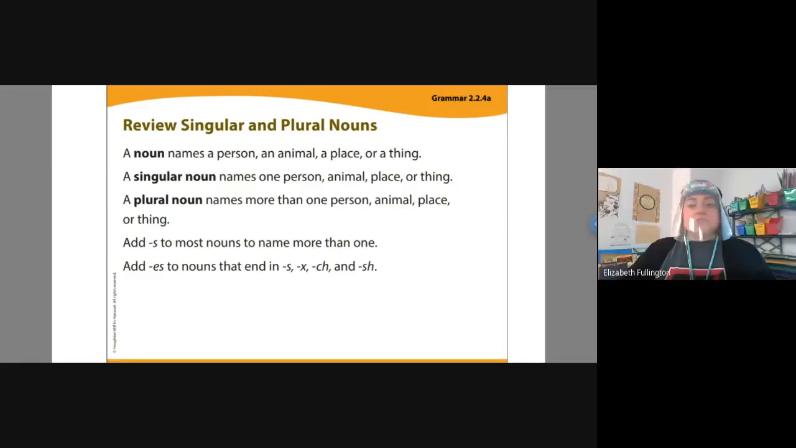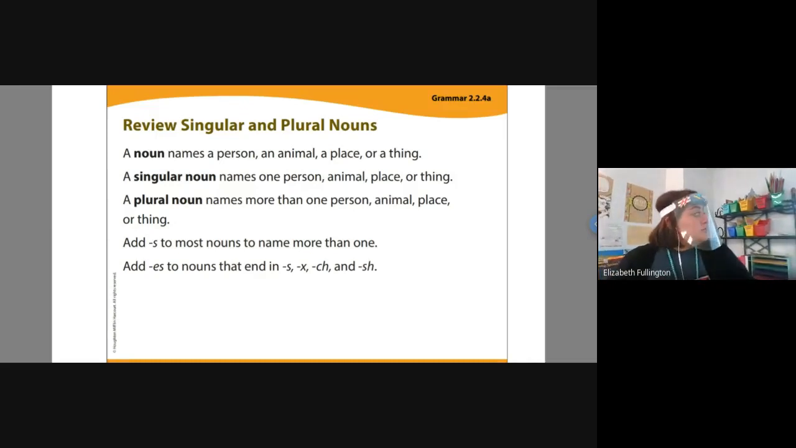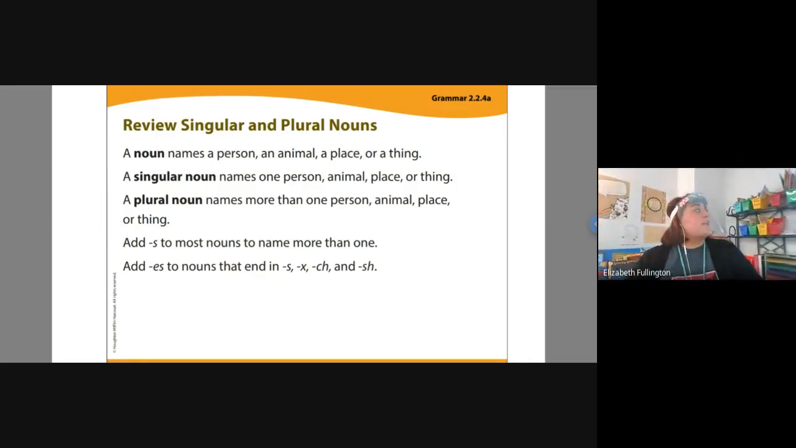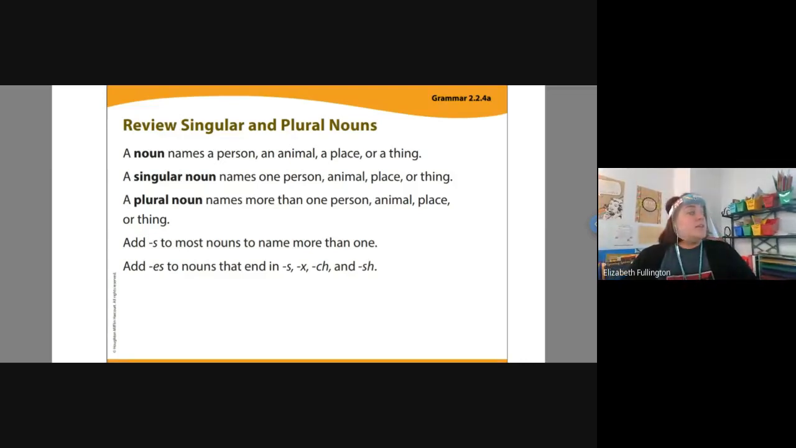Walmart. So Walmart is a place. So there is one Walmart, right? Good job. All right. Plural. What is plural? Plural is more than one. So a plural noun names more than one person, more than one animal, more than one place, and more than one thing. Bella, what is a noun that's more than one?